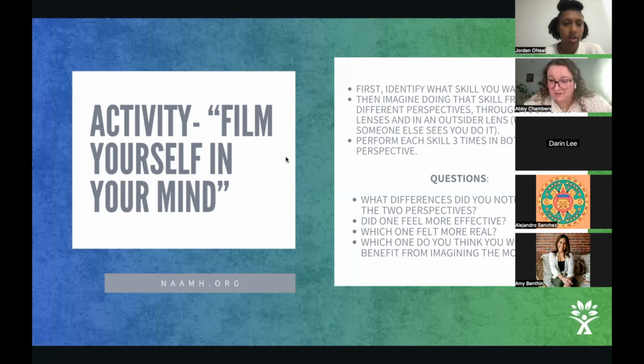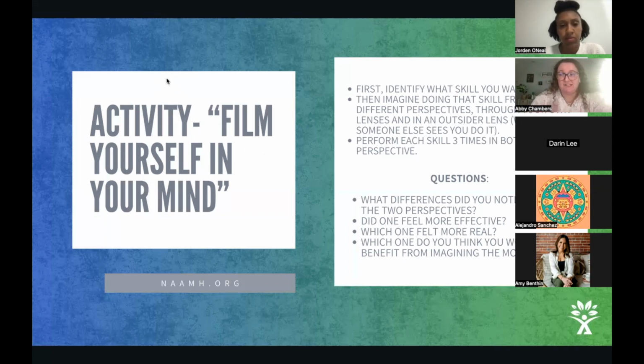I think we have Alejandro in the chat. He said that he visualized himself winding up for a kick on the field, which was one as well. Did one feel more effective than the other, or was there a major difference you noticed from one perspective versus the other? You can write it in the chat again if you don't want to unmute yourself.